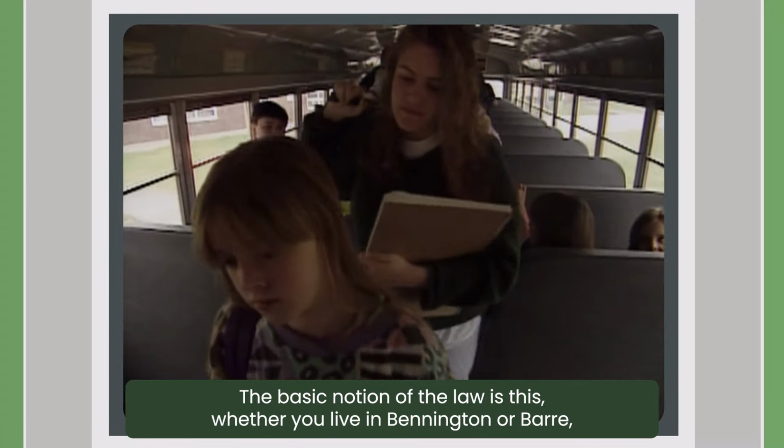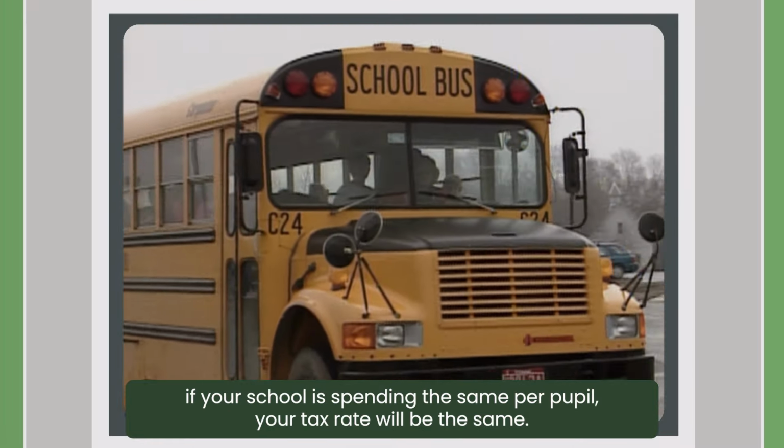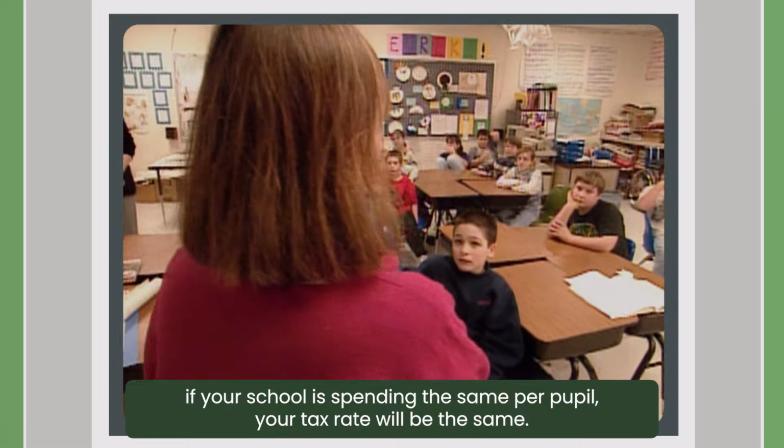The basic notion of the law is this: whether you live in Bennington or Barre, if your school is spending the same per pupil, your tax rate will be the same.